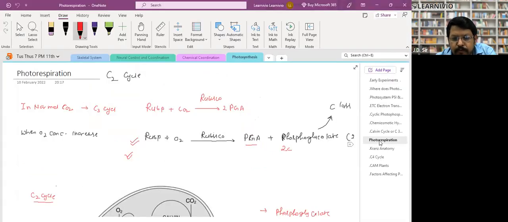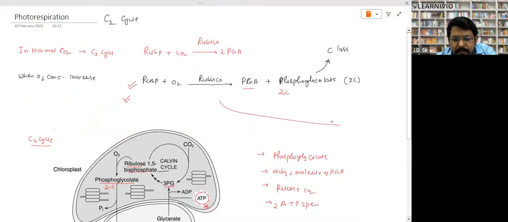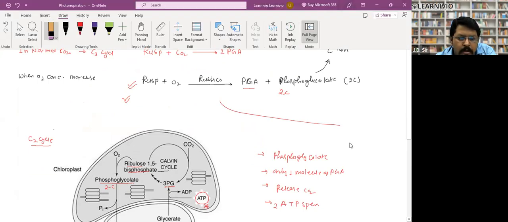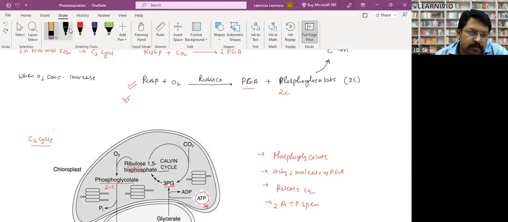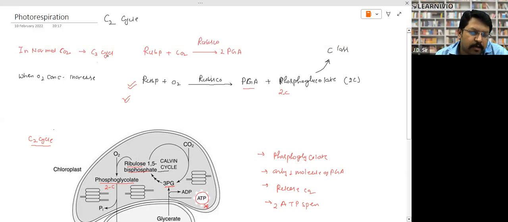Now, what is photorespiration? Photorespiration is a bad phenomenon which reduces productivity. This is also known as the C2 cycle. In this, the loss of photosynthesis takes place. Means the loss of food production, loss of glucose production takes place. Why and how? Let me tell you.